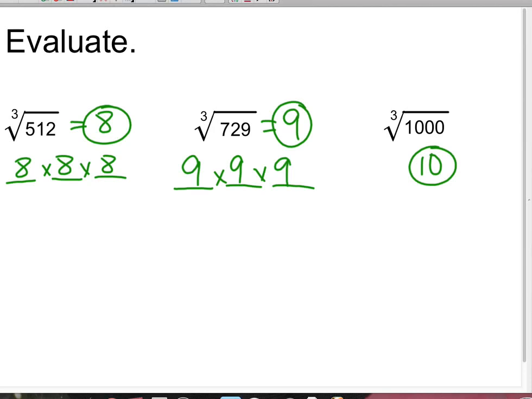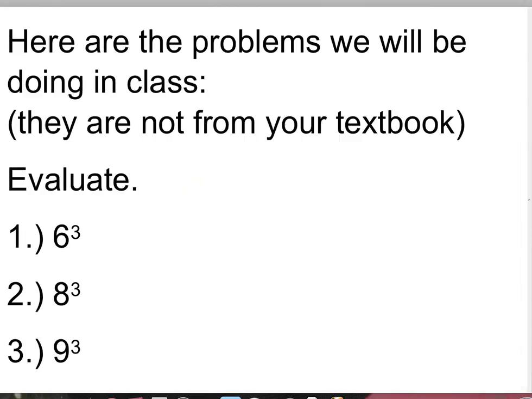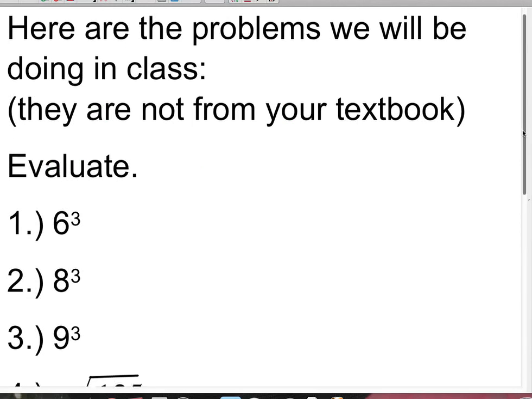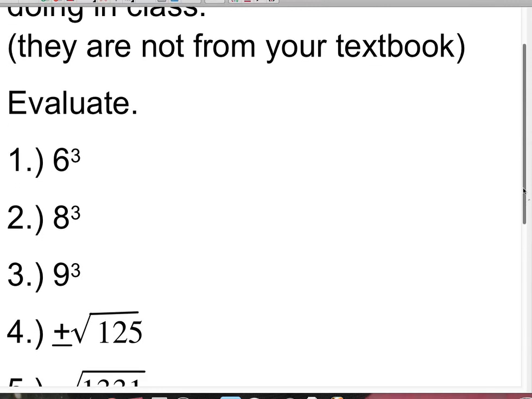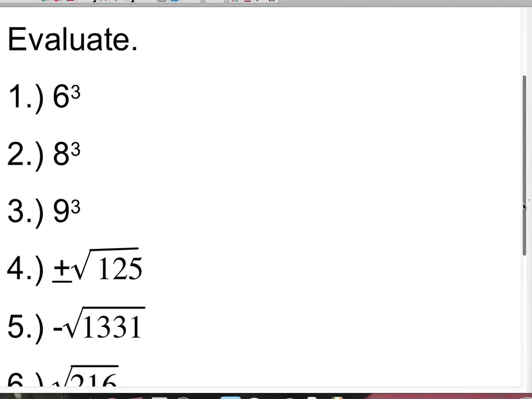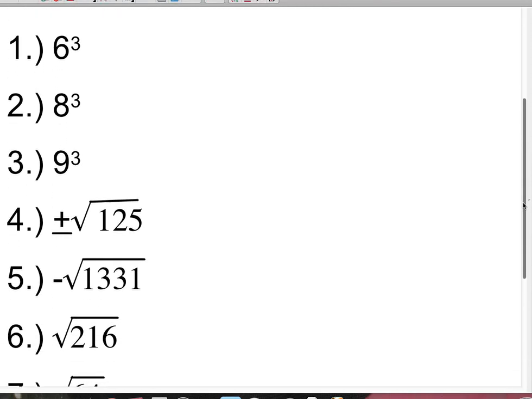Hopefully you do. So the problem set for this lesson is not in your textbook. We're going to be doing these in class, and they are not from your textbook. So I will scroll through them. And you can pause this at any time if you want to work on these ahead of time. Oh, look at 4 and 5. We've got some positives and negatives on the outside. Yes, those are problems you can solve.